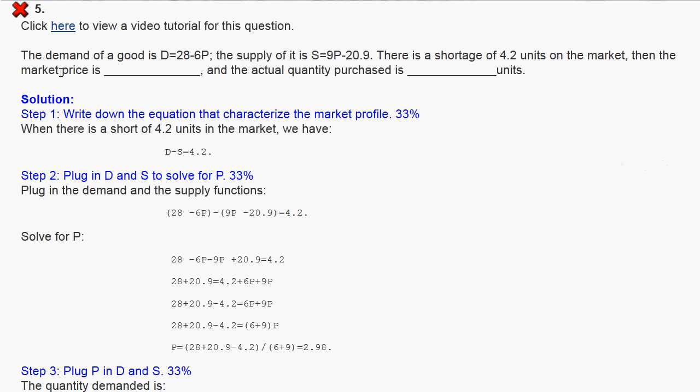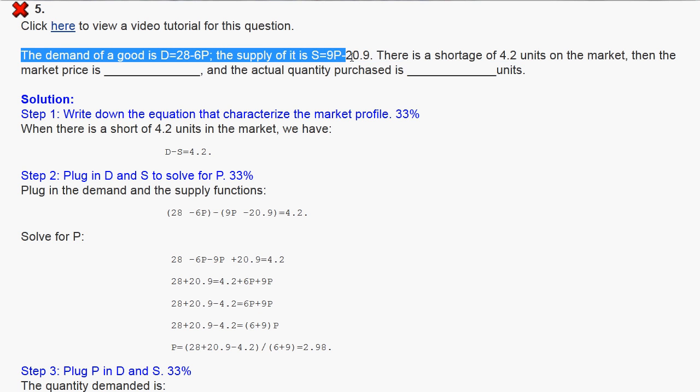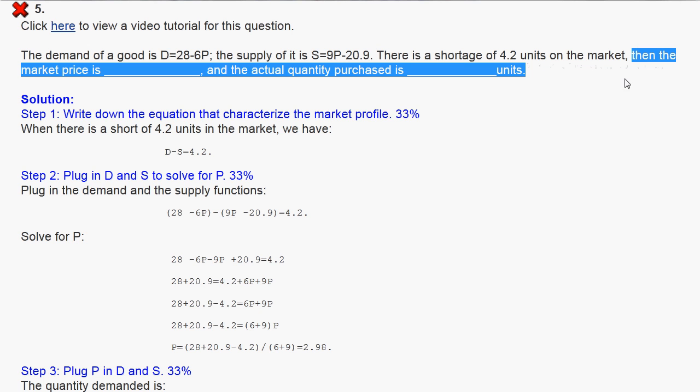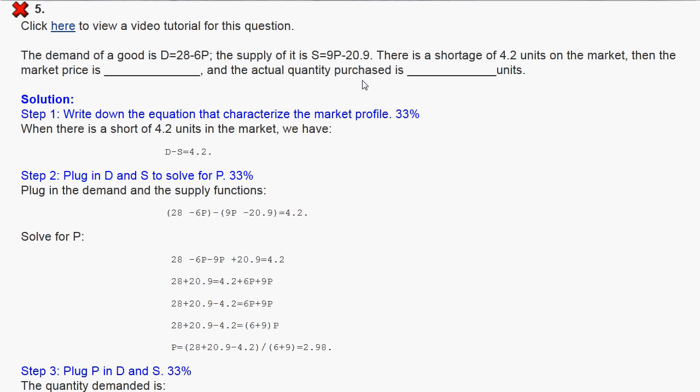Hello everyone, in this video I'm going to show you how to solve the following question. Here we have the demand function and the supply function for a good, and this time there is a shortage on the market. We want to solve for the market price. We also want to find the actual quantity purchased. This is pretty much like what we did just now, and I'll be a little bit brief about this question.